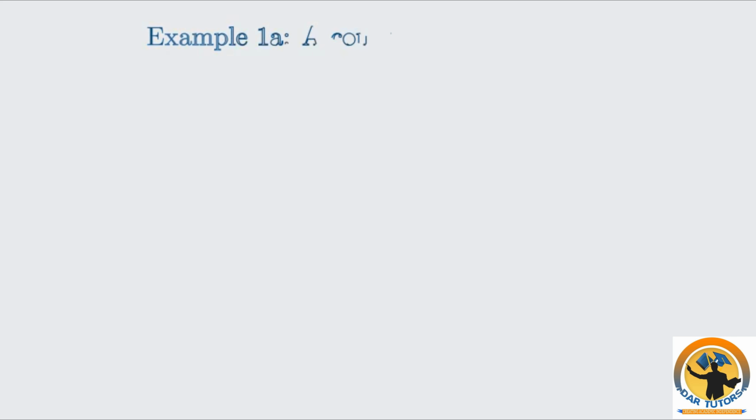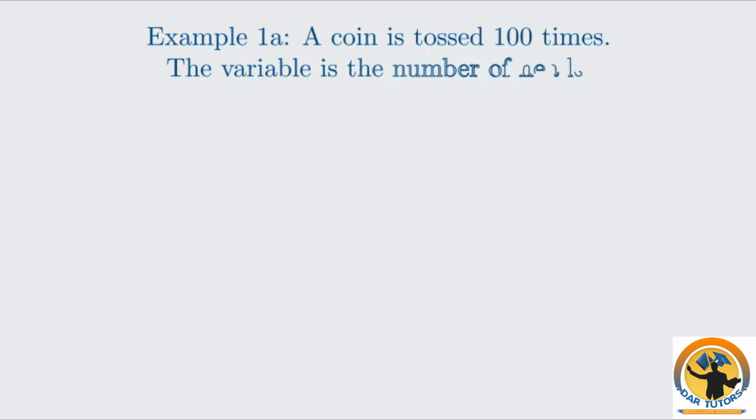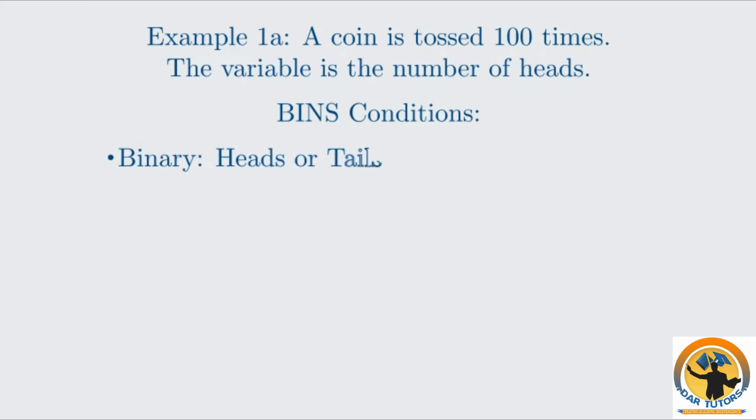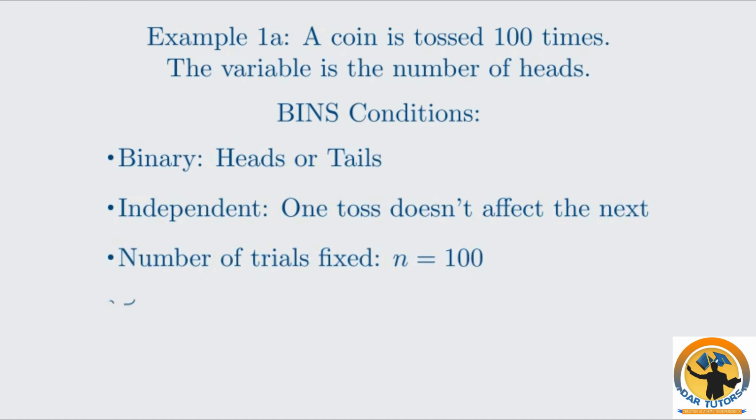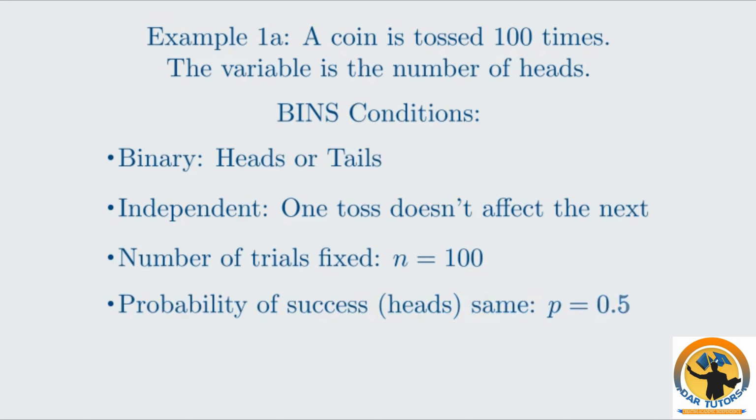First is tossing a coin 100 times, where the variable is the number of heads. Is this a binomial experiment? Let's check our BINS conditions. Is it binary? Yes, it's either heads or tails. Are the trials independent? Yes, one toss doesn't affect the next. Is the number of trials fixed? Yes, n equals 100. Is the probability of success, heads, the same? Yes, p equals 0.5. So, yes, this is a binomial experiment.